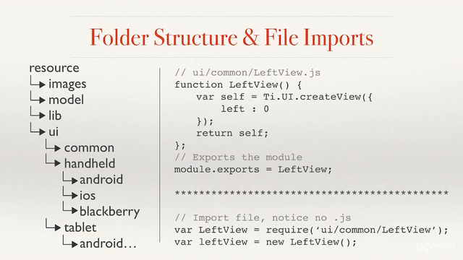Notice that you will not use the .js. That is because by default, Titanium Studio knows to look for a .js file. If you include the .js, it will actually cause an error. We would then create a variable left view and instantiate the view that was returned in the leftview.js.